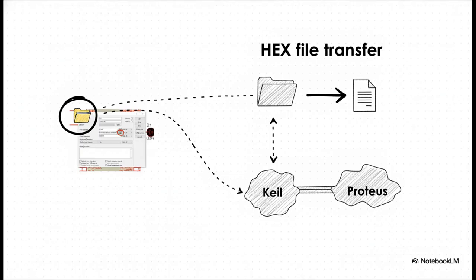Click it. Now you just navigate your computer's files back to that Keil objects folder we talked about a minute ago. Select your compiled hex file, and just like that, you are officially downloading your Keil software into your Proteus hardware. You've linked the islands, hit OK, and you're set.